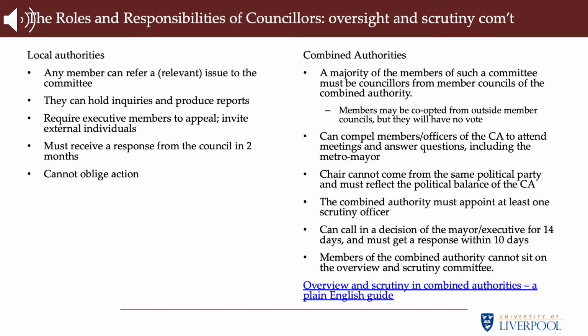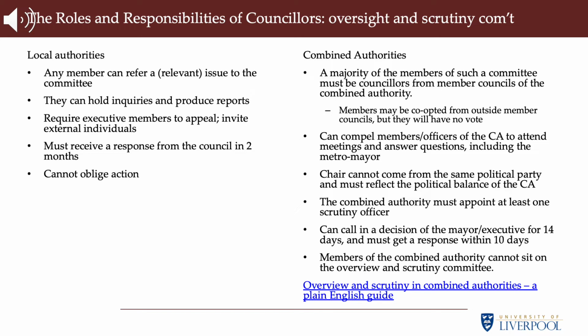Legislation in England, Wales and Northern Ireland have much in common regarding the powers and functions of overview and scrutiny committees, including any member of an overview and scrutiny committee has the right to refer a relevant matter to the committee. In England, this provision does not apply to matters concerned with planning and licensing, or to any matter which is vexatious, discriminatory, or not reasonable to be included in the agenda. Overview and scrutiny committees may hold inquiries and produce reports. Committees may require executive members and officers of the authority to appear before them. Individuals from outside the council can be invited, but not compelled to attend.